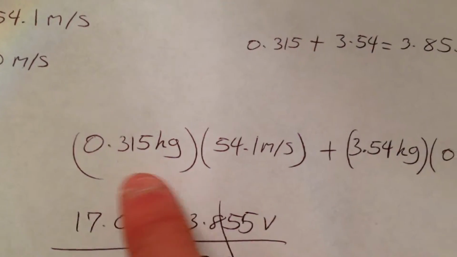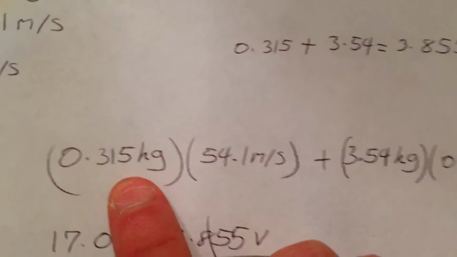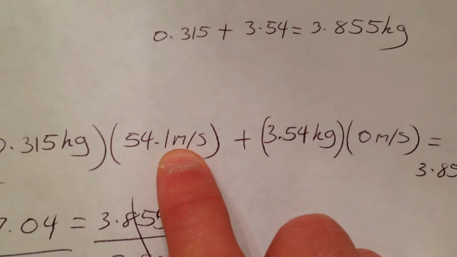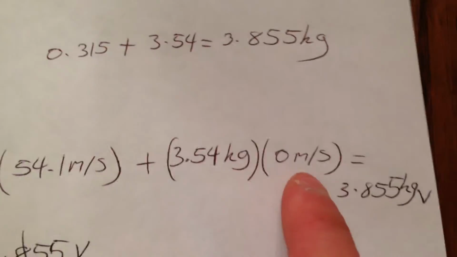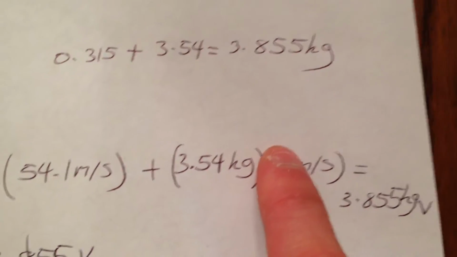So for the ball, I went ahead and plugged it into the equation. So this is the ball. This is going to be just the mass multiplied by its velocity, and then we're going to add that to the mass of the box and its velocity. But that whole term is just 0.